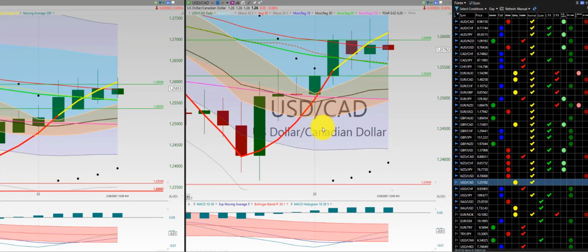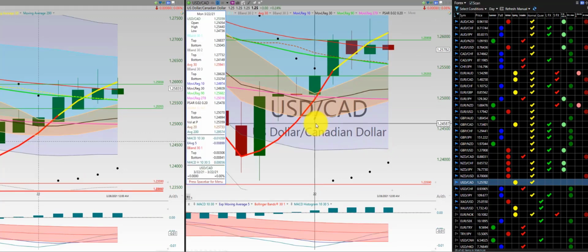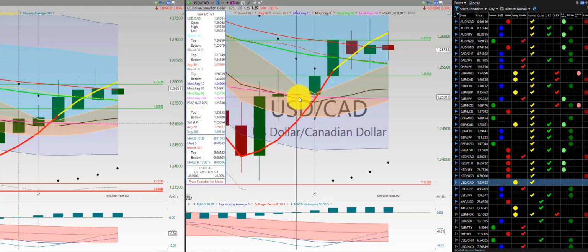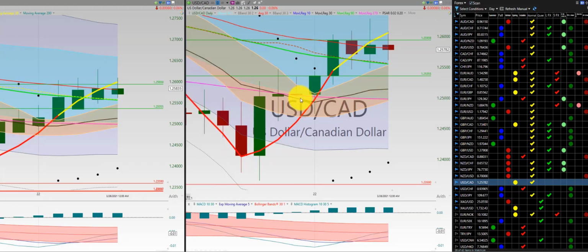US dollar Canadian dollar, had an initial trade here. I did not trade the gravestone here, which is representative of a change in direction, but as you can see here, it closed above the gravestone, so I went ahead and went with it on Monday. Did not trade this. I don't trade gravestones or morning stars. I only look at either the highs or lows of them.